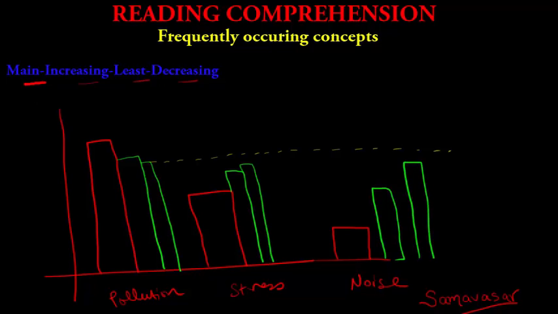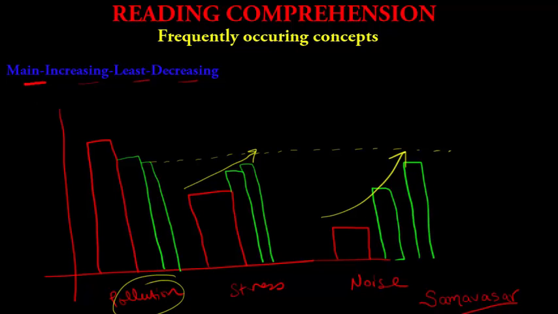So this means pollution is the main cause. It has remained the main cause over the years, but stress has been increasing. So stress has increasingly been a cause for the disease. On the other hand, noise has been increasing rapidly. So in the comprehension, you need to understand very clearly that there is a difference between the main cause and then an increasing cause, or even a rapidly increasing cause.